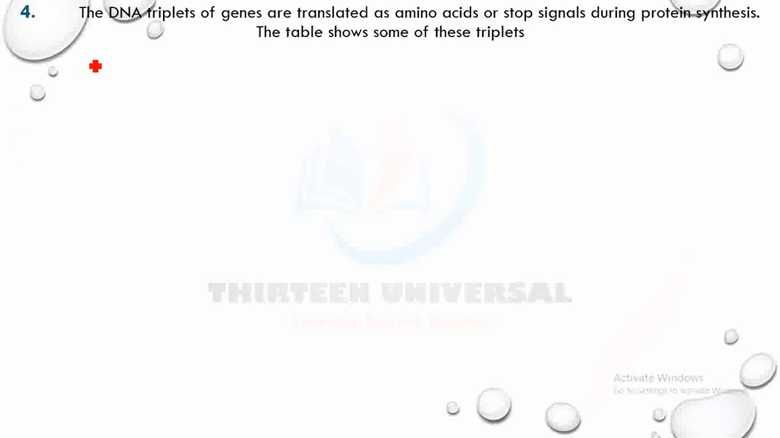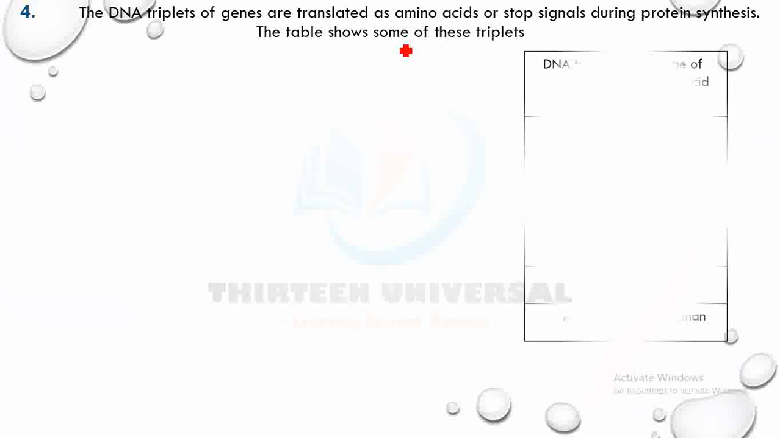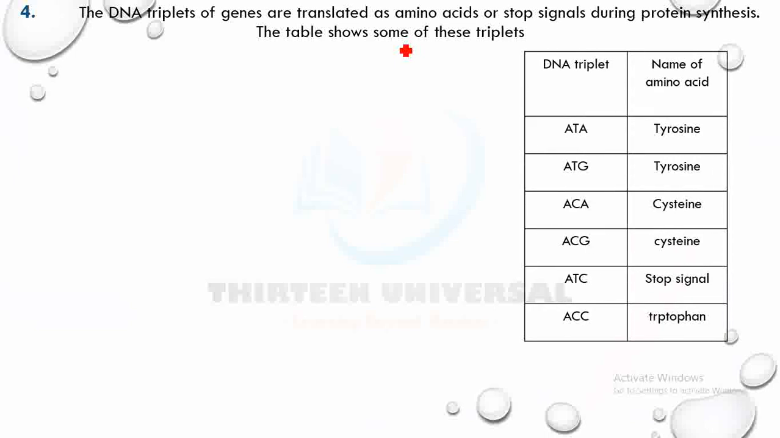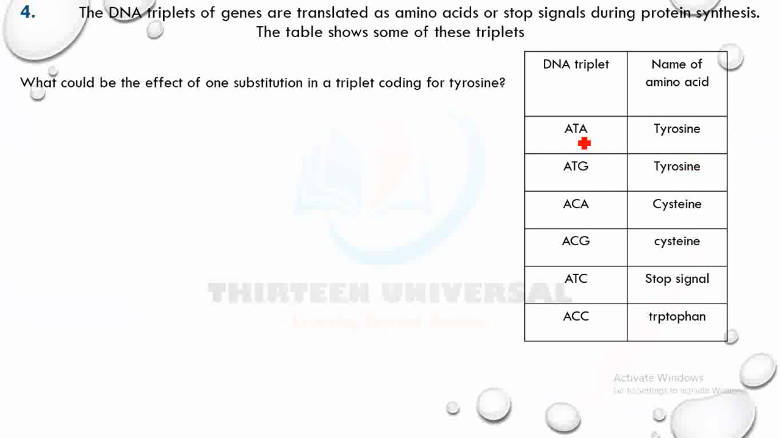The DNA triplets of genes are translated as amino acids or stop signals during protein synthesis. The table shows some of these triplets. Let's look at this. These are the triplets. You can see DNA triplets and the amino acid they represent or code. What could be the effect of one substitution in a triplet coding for tyrosine?